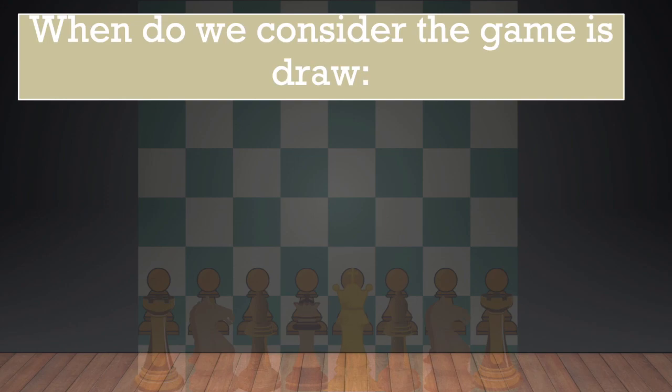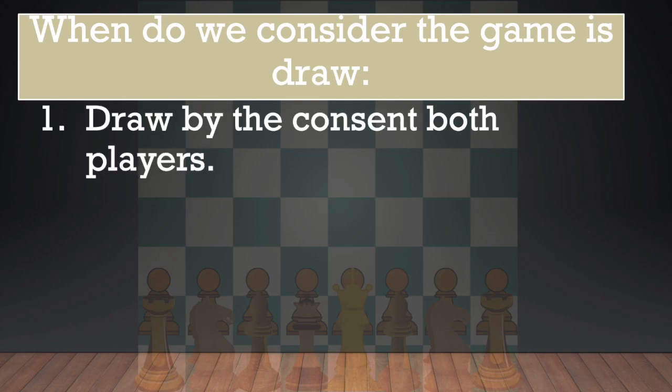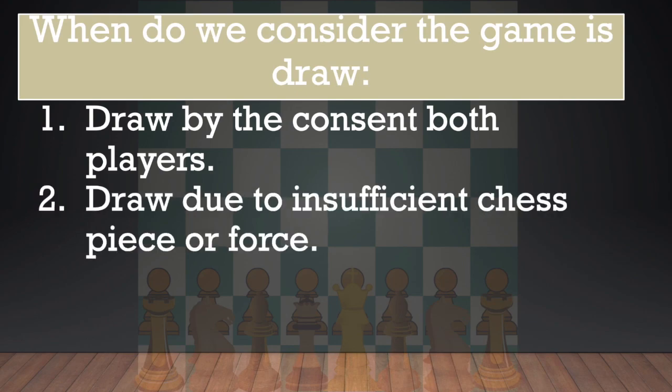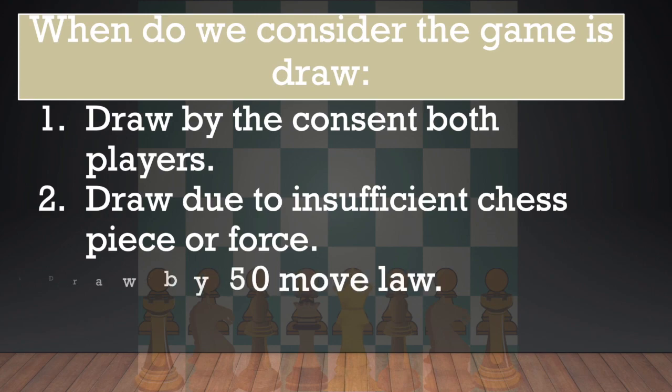When do we consider the game is draw? 1. Draw by the consent of both players. 2. There is a draw due to insufficient chess pieces or force. 3. Draw by 50 move law.